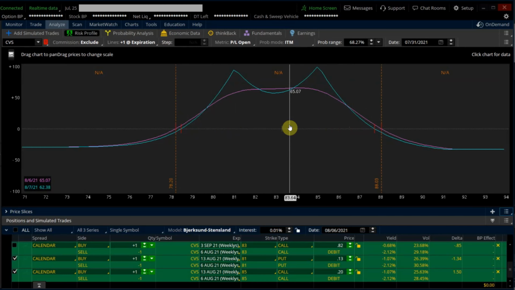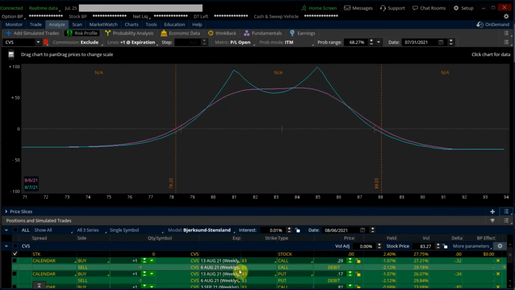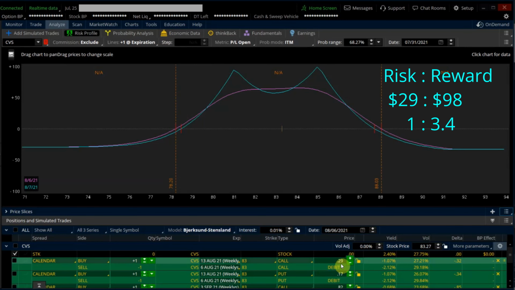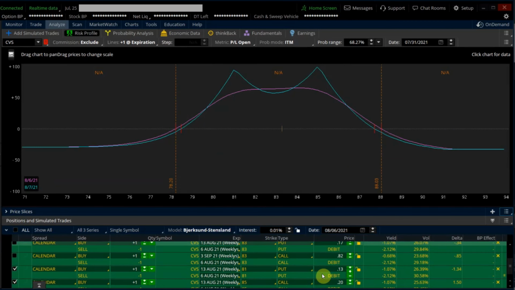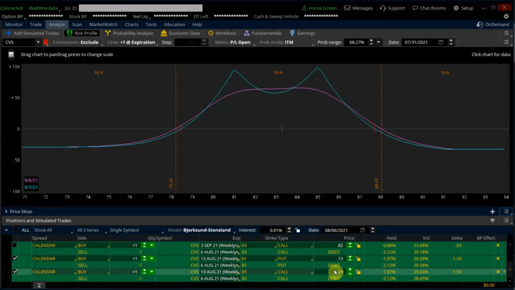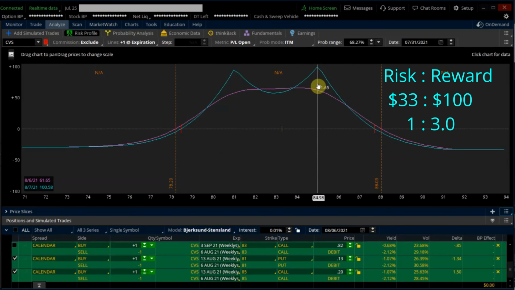If you recall in the earlier example, for my single calendar spread, I actually entered with a cost of $29, and I think the profit was around $99. So the risk to reward ratio was about 3.4, 3.5. But right now, if you take a look at my double calendar spread, the cost to enter, which is the max loss for the trade, is $33, but the potential max gain for the trade is around $100. So that works out to a risk to reward ratio of about 1:3.